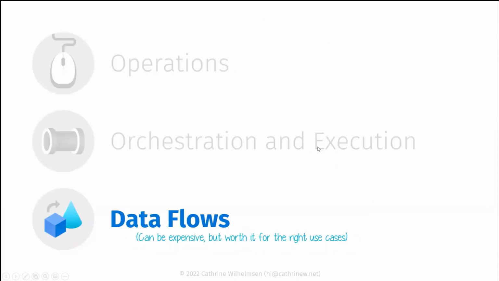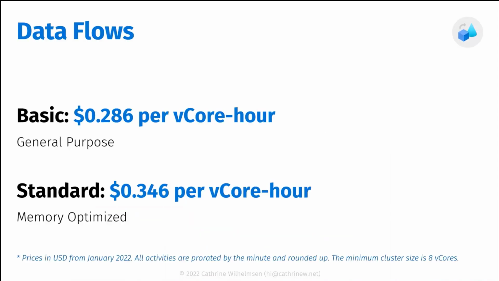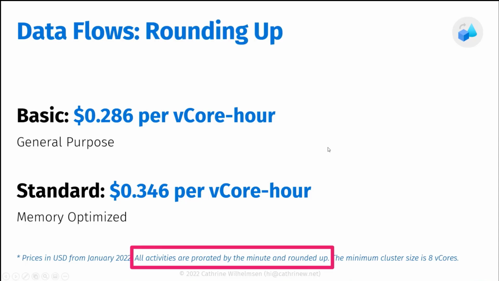The third part are the data flows, and these can be expensive, but they can also be worth it for the right use cases. In this case, you have two different settings. You can choose the basic or general purpose data flows, or the standard or memory optimized. The cost here is not very different, but the memory optimized is slightly more expensive. But we see the same thing here. We see that all activities are prorated by the minute and rounded up. So you're always paying for at least 1 minute and in 1 minute increments.